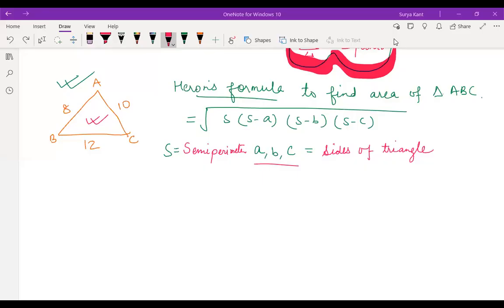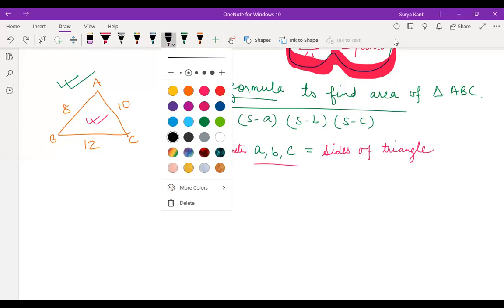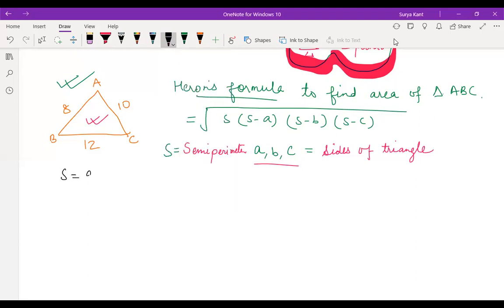See, Satvik and Udbhav, this one I'm solving for you, and I'll give one more question for you both afterwards. See, S is equal to A plus B plus C divided by 2. That is 12 plus 10 plus 8 divided by 2.